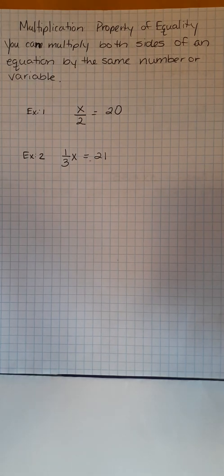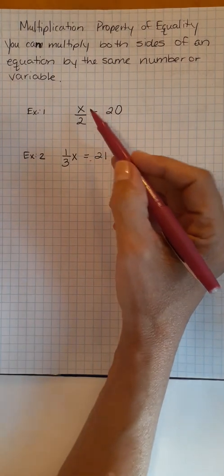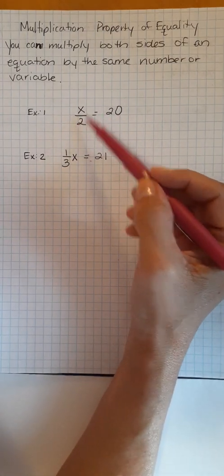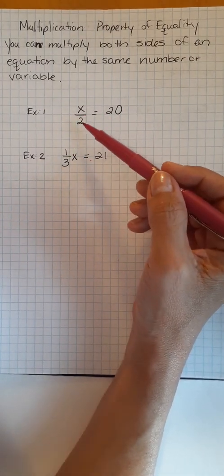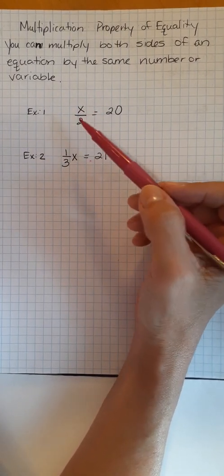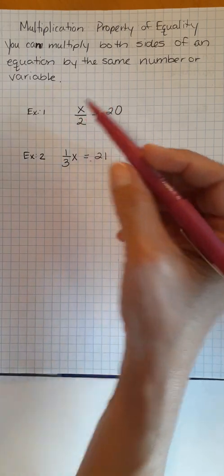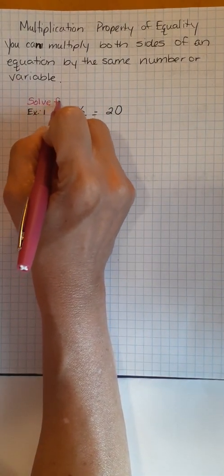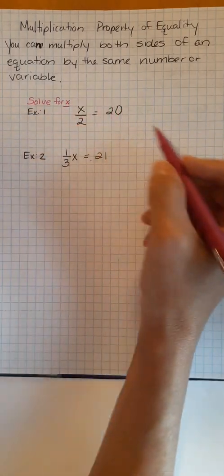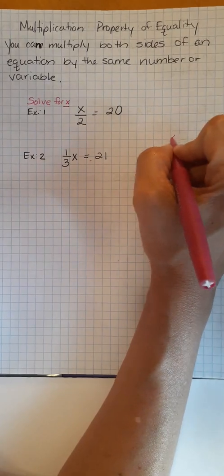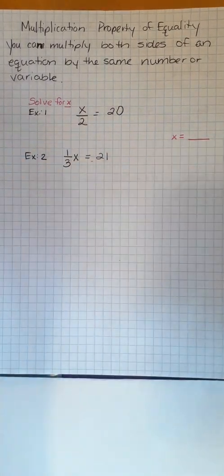So for example, here I have x divided by 2 equals 20. Now, this is a fraction, and fractions are just another way to say division. So x divided by 2. Well, the opposite of division is multiplication. And remember, your goal in this example is to solve for x. That's what the directions would say, which means your answer at the end should say x equals a number.